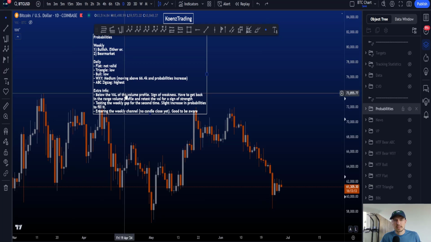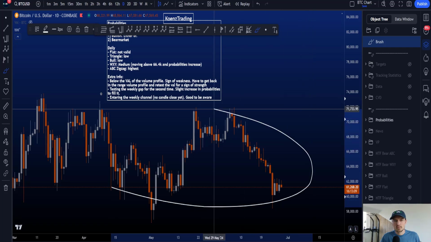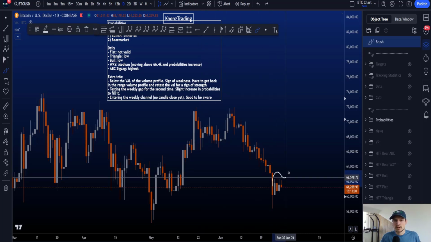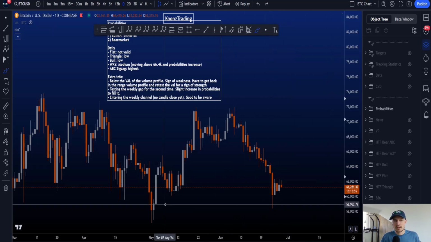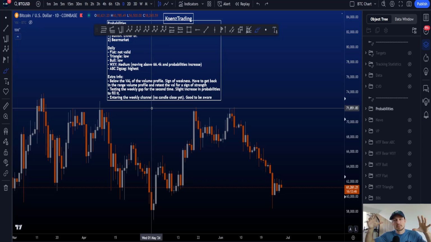Extra information that is good to know is that we are currently below the value area low of the volume profile of this range, which is a sign of weakness. You have to get back in the range volume profile, retest the value area low for a sign of strength. Testing the weekly gap now for the second time as shown. That slightly increases the probabilities to fill the gap, and we are entering the weekly channel as shown as well. We don't yet have a candle close because that would be this week, so by the end of Sunday, but it is good to be aware of what is happening with that channel.